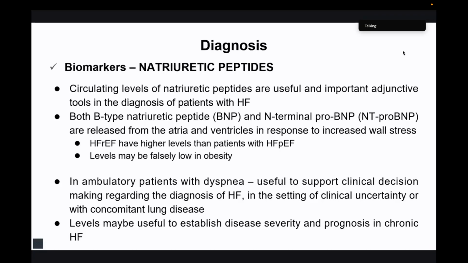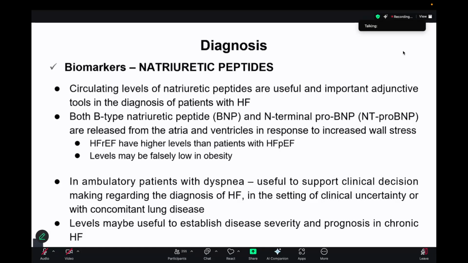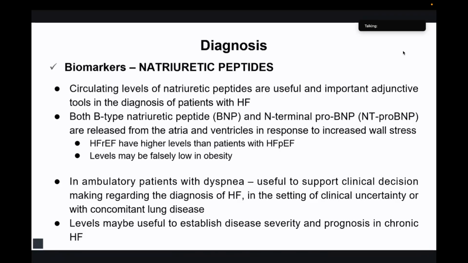In ambulatory patients complaining of dyspnea, doing the natriuretic peptides is useful to support clinical decision-making regarding the diagnosis of heart failure in the setting of clinical uncertainty, or if the patient also has concomitant lung disease and you do not know if the dyspnea is due to the lung disease or there's actually a cardiac problem. The levels of natriuretic peptides may also be useful to establish disease severity and prognosis in patients with chronic heart failure.